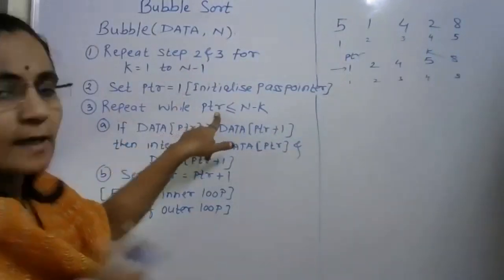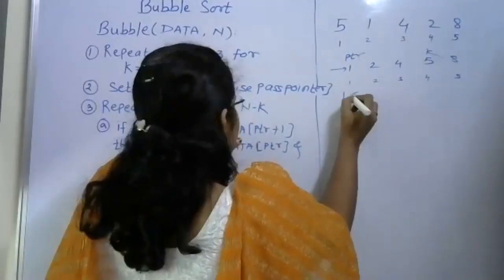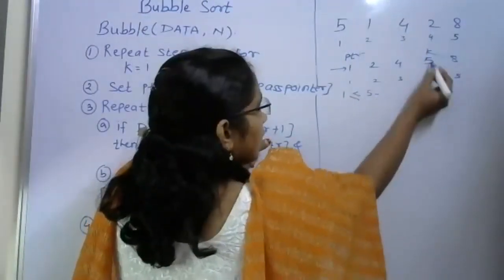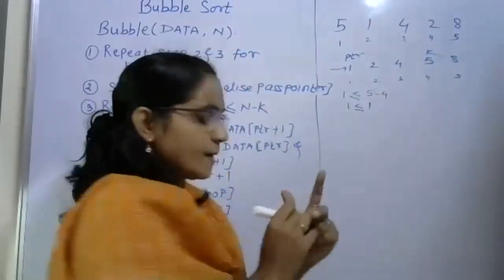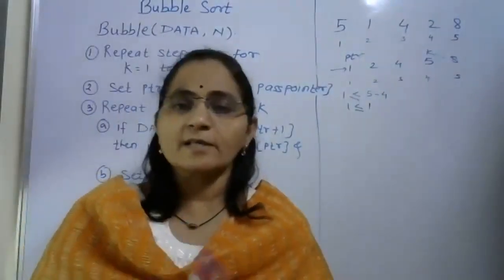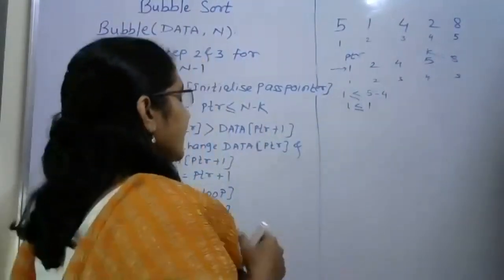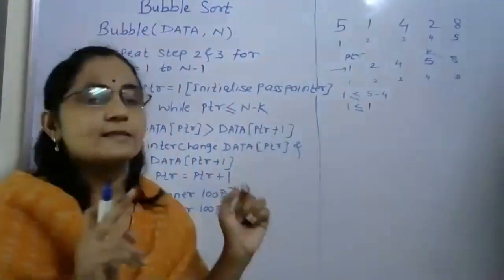While PTR is less than or equal to n minus k, what is the value of PTR? PTR value is 1. Is it less than or equal to n minus k? What is n? 5. What is the value of k? 4. So 1 is less than or equal to 1, since 5 minus 4 is equal to 1. This means the n minus 1 pass executes only one comparison. Only one time.